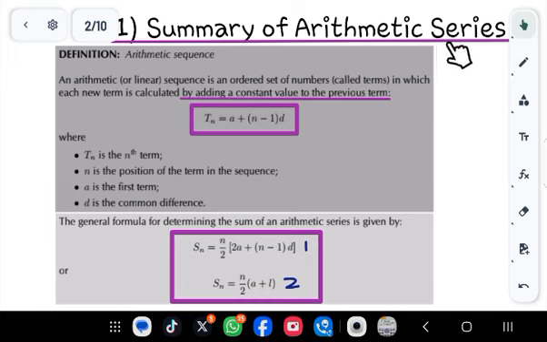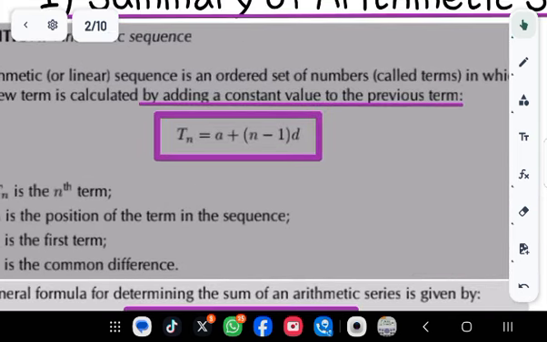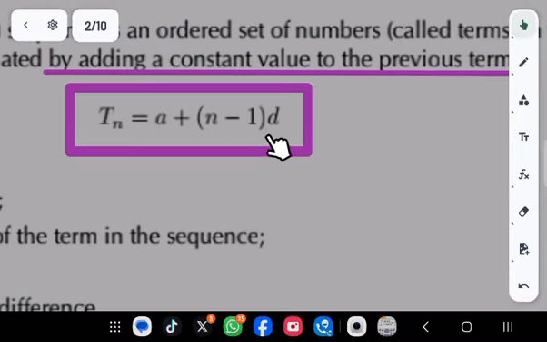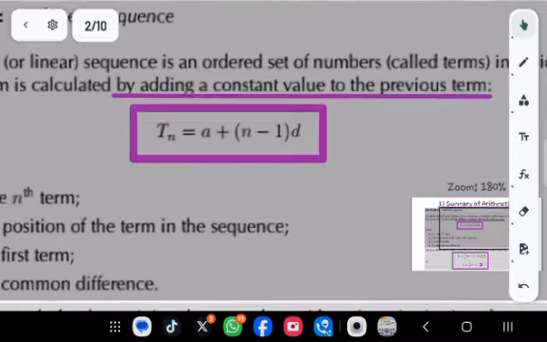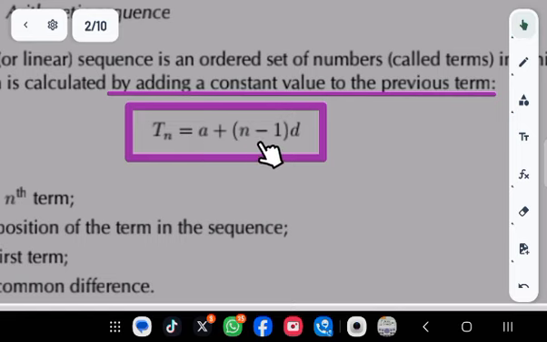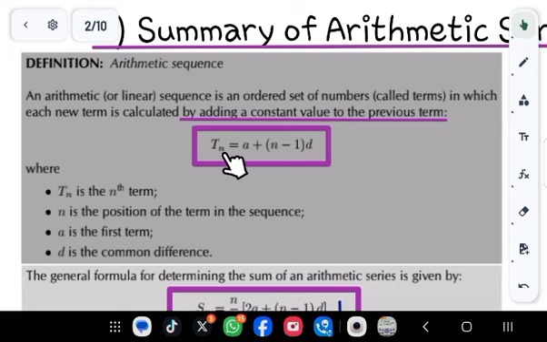Now, starting with the summary of the arithmetic series, remember, an arithmetic series is a series where the difference between any two consecutive terms is a constant. You can either call that a common or a constant difference, and that is denoted by d. Now, the general term of an arithmetic sequence is Tn equals a plus (n minus 1) times d, where a is the first term, n is the term number or the number of terms, d is the constant or common difference, and Tn is the nth term.